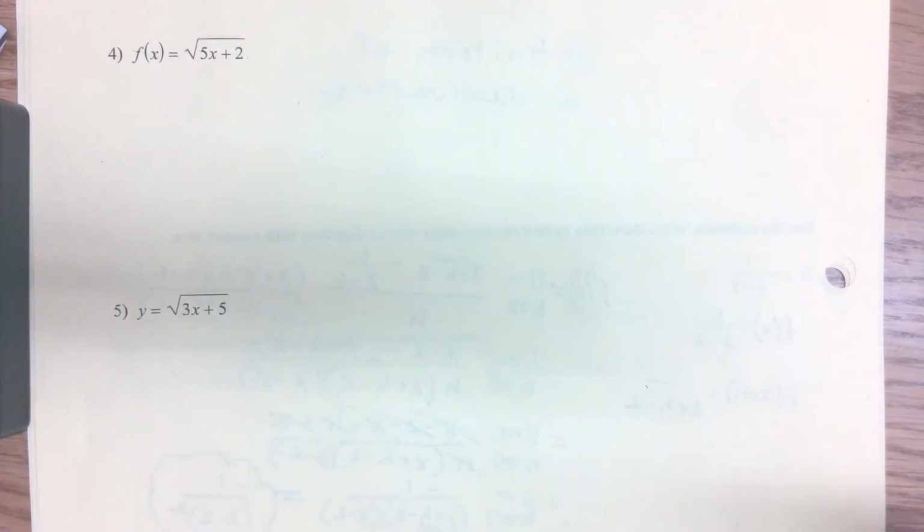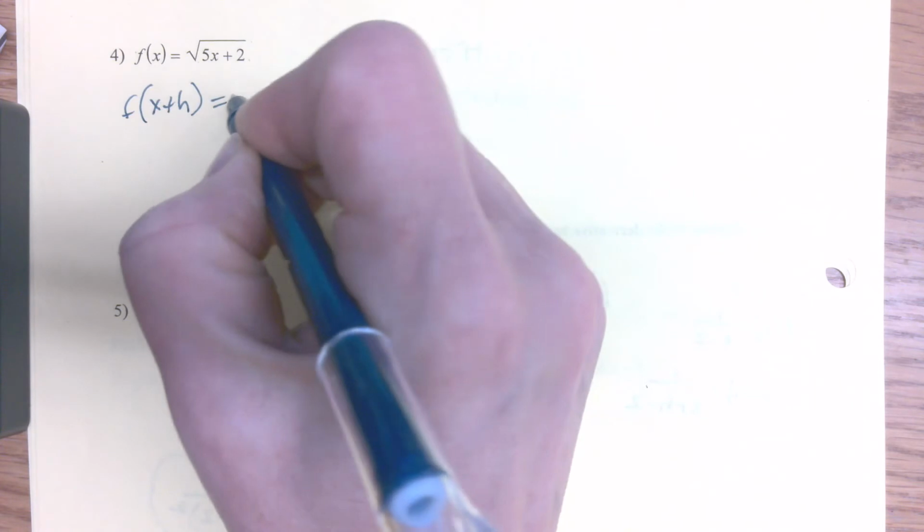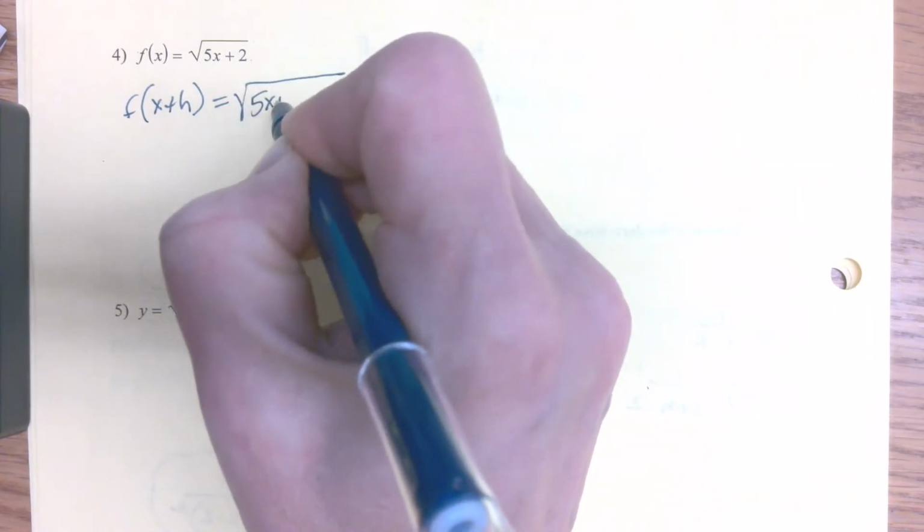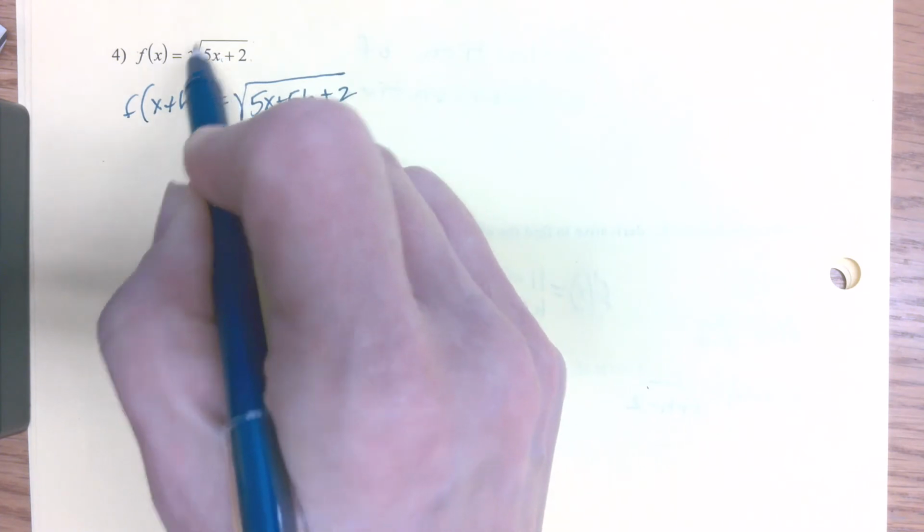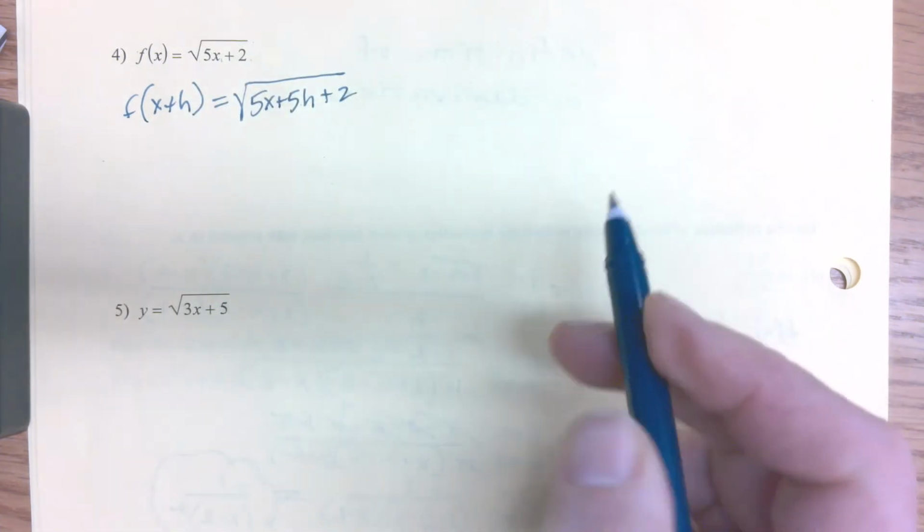So we're going to be using that idea of a conjugate. So I have f of x. I'll do f of x plus h. So that's the square root of 5x plus 5h plus 2. Again, I'm just putting x plus h in for x, and then I distribute the 5. So that's where that comes from.